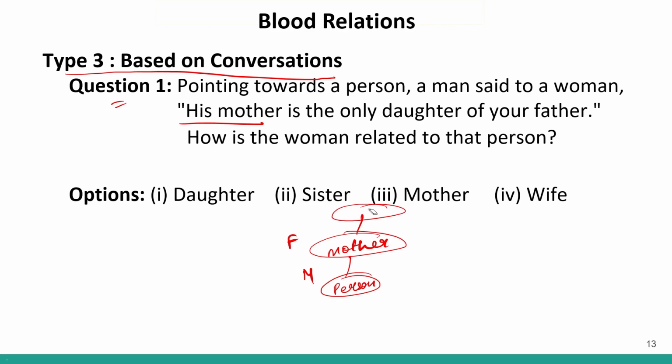So if the father has only one daughter, that means the mother will be the woman herself. Correct? Only daughter means the mother will be herself. So we have to find out how the woman is related to that person. Herself being the woman, the woman will be the mother of that person. So the answer will be option number 3, mother.